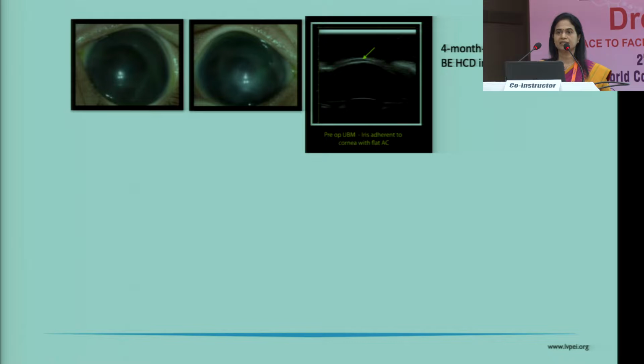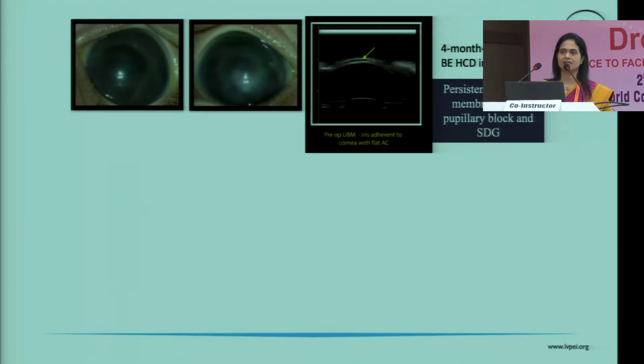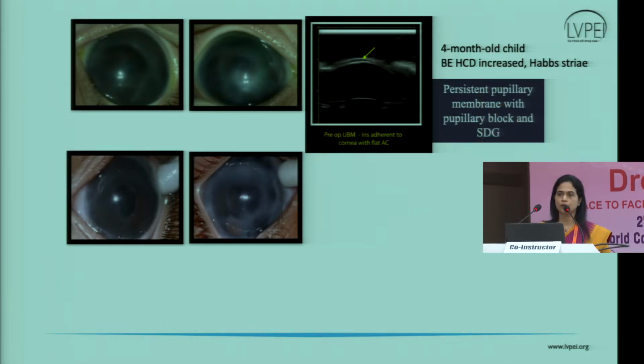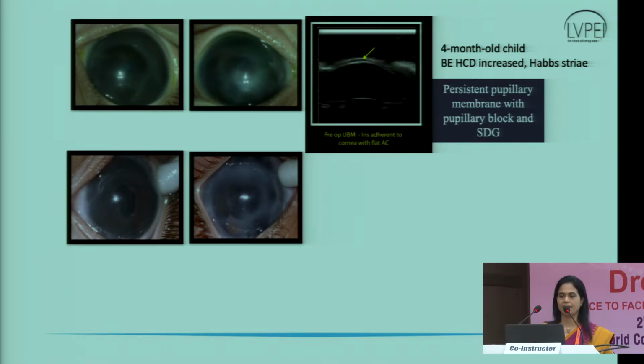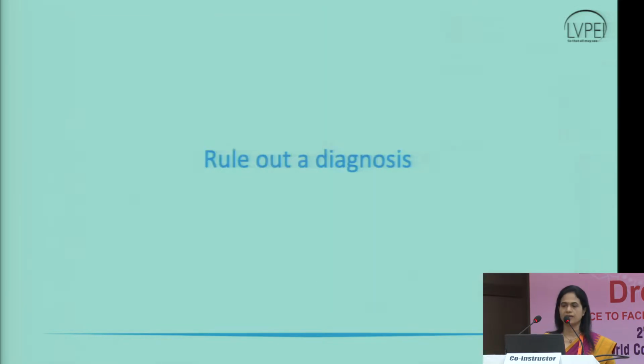I think interpreting the structures, which Faisal just alluded to, is very, very important. This patient actually had persistent pupillary membrane with pupillary block and secondary developmental glaucoma, and required a pupilloplasty along with a trab. After the surgery this child had a deep anterior chamber, the cornea cleared, and intraocular pressures were controlled to a great extent. So it also helps to rule out diagnosis.